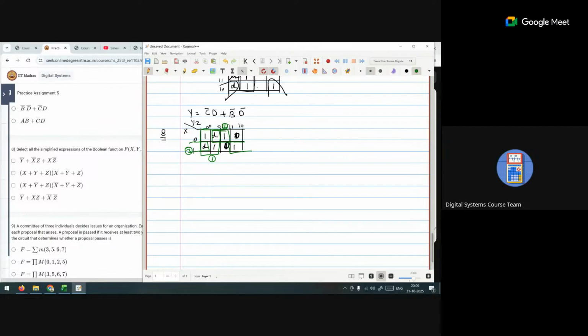So F is equal to the group of 4, so Y bar, plus group of 2, X bar Z, plus X Z.